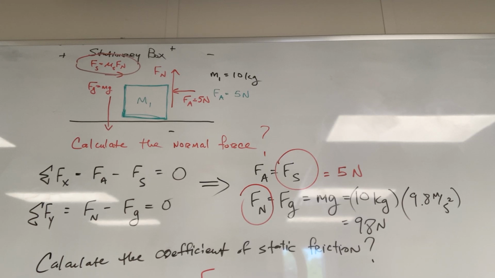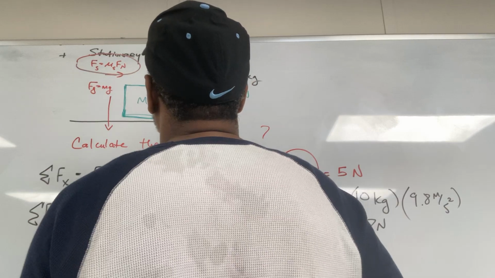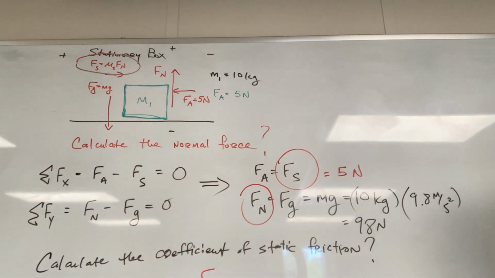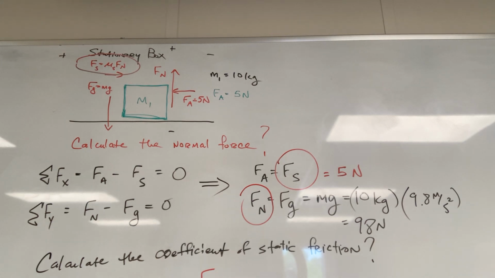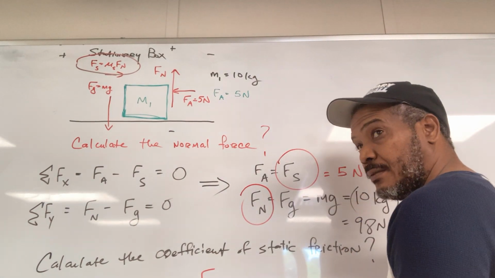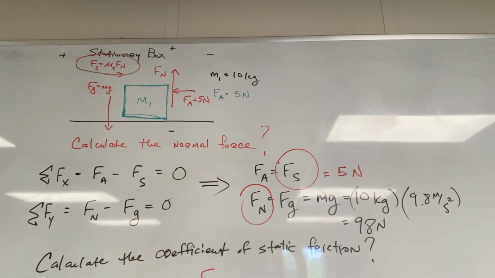And let's see. So now let's take the same. Oh, did we get a number for this? 5 divided by 98? 0.051. Okay. That's a really low static friction, but it's like ice or something. 0.051. That would be the coefficient of static friction.